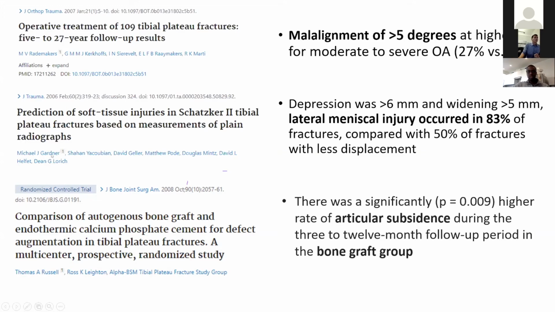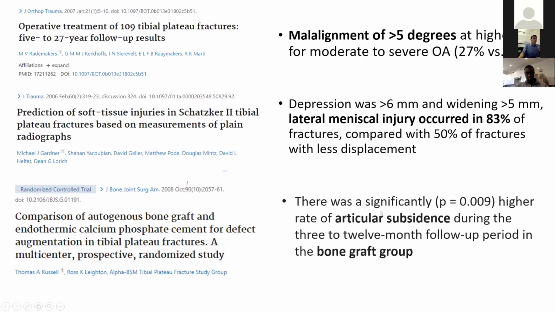Gardner does a lot of research into the soft tissue injuries around plateau fractures. He was the one that found that all of them have some element of soft tissue injury. But he did this study that looked at the amount of depression and the amount of widening associated with meniscal injuries. So you have 83% chance of having it if you're above those 6 and 5 widening and depression.